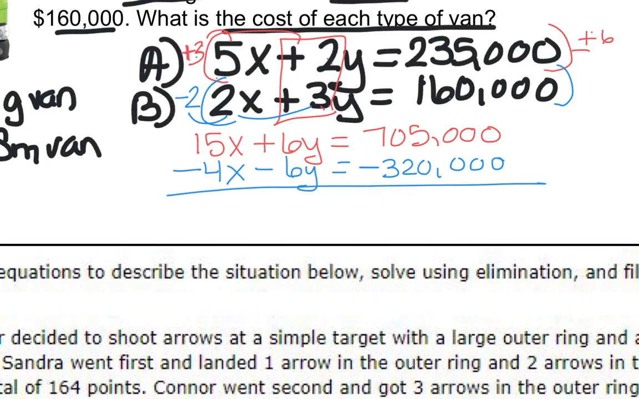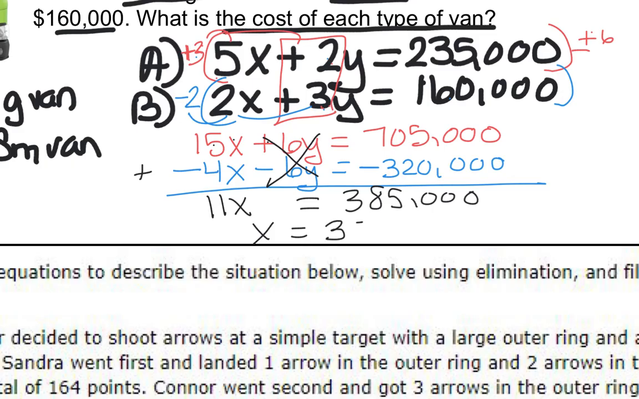Alright, so now we're just going to add these together. 15 plus -4 is 11x. 6 plus -6, they cancel out, equals 0. 705,000 plus -320,000 is going to leave me 385,000. Then we're going to divide by 11, so x equals 35,000.